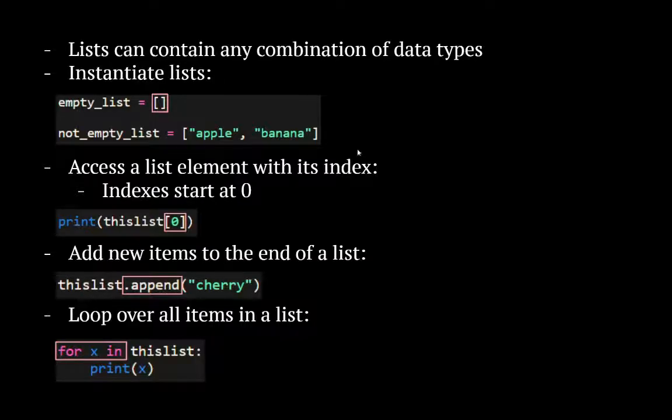And just as a bit of review, lists can contain any combination of data types. To instantiate them, you're going to use these square brackets. Lists have indexes that always start at 0, and to access one, you're going to use the name of the list, and then in square brackets, the index that you want to access. You can add items to the end of a list with the .append, and then you can access those with another index. And you can loop over all the items in a list with a for x in. You could change x to for all items, or for all potatoes in this list, and then you could do whatever you want with it. In this case, we're printing it.